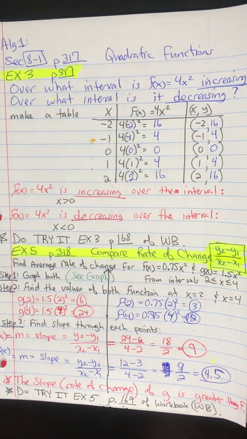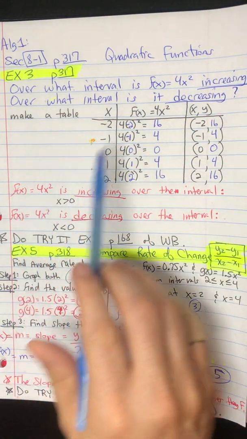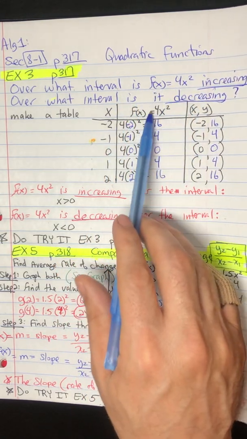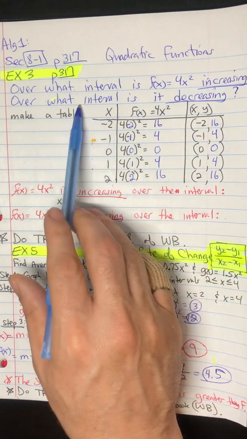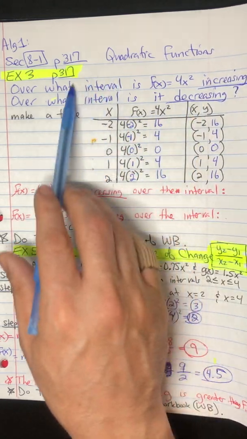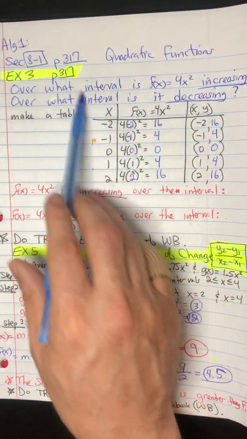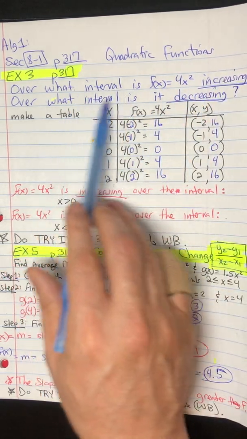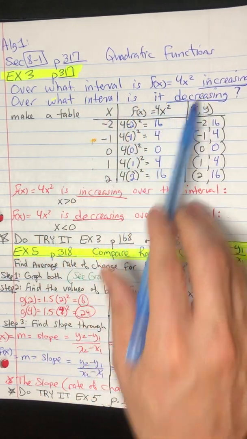Or here, we're doing it now, example 3. So here's what's going on here. It's asking, when is it increasing? Over what intervals is the function increasing? Over what interval is it decreasing? It's asking for which x values. For which x values is this function increasing? For which x values are the outputs of the function decreasing?